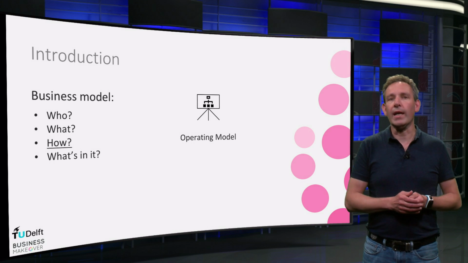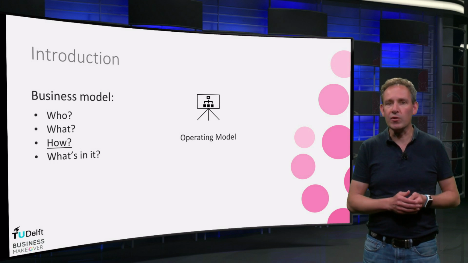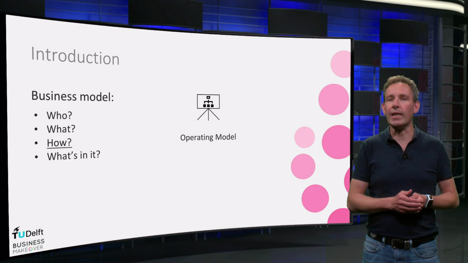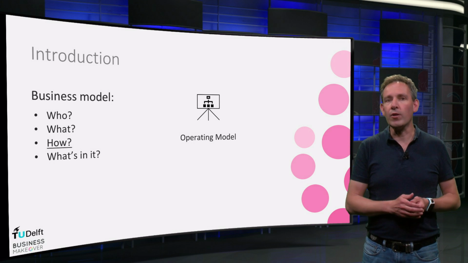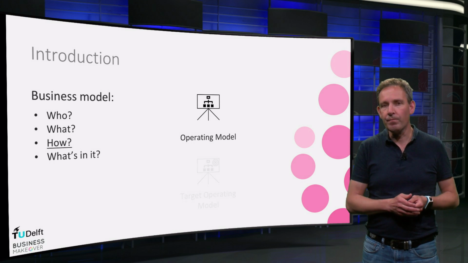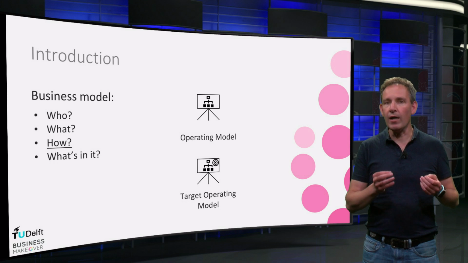An operating model can describe the way an organization does business today, but it can also communicate a vision of how an operation will work in the future, often referred to as the target operating model.